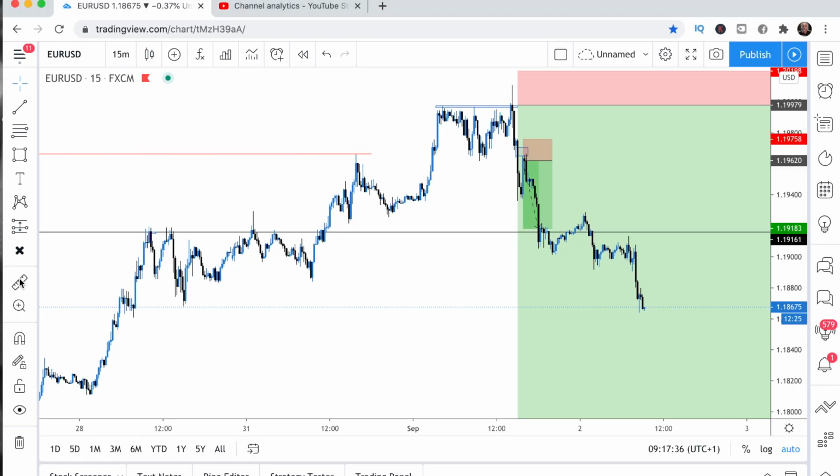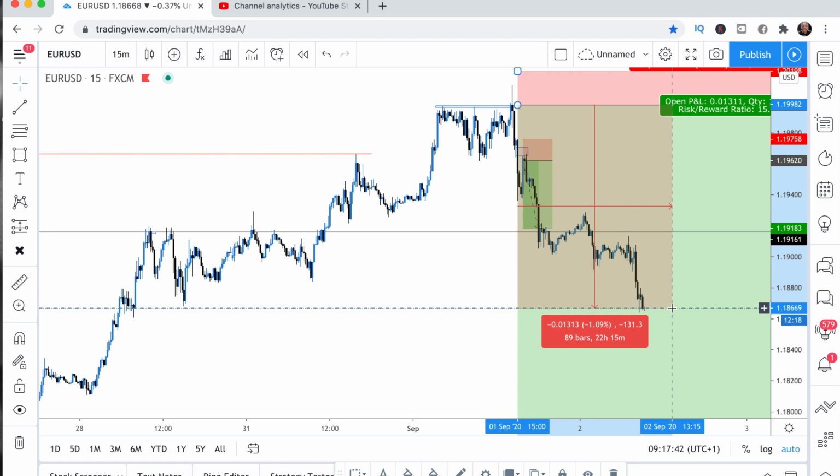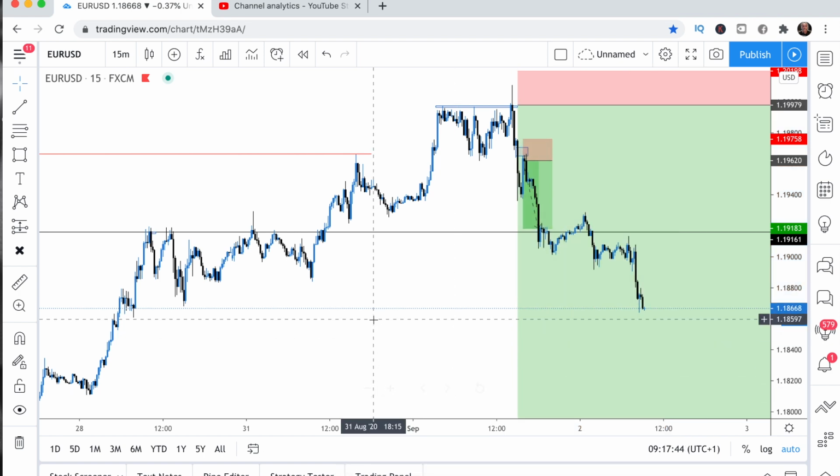So here is Euro USD. Just to let you guys know, we are pushing. Euro USD is pushing, which is good. So for my entry, we are roughly about 130 pips deep at the moment. It's still growing, still moving down.